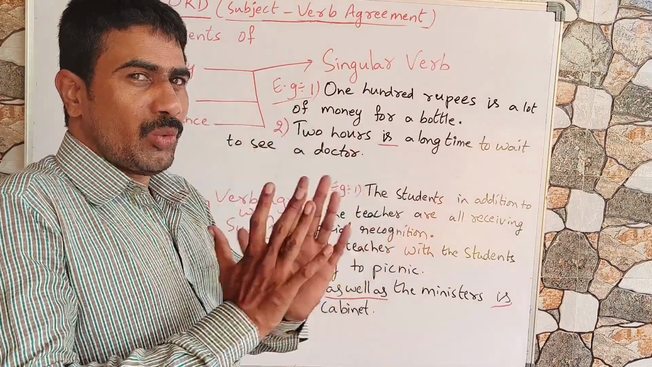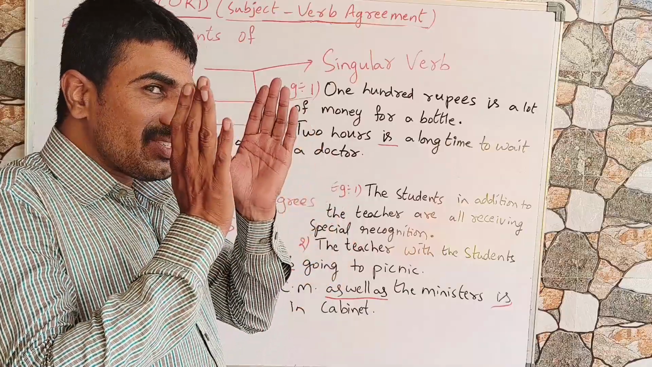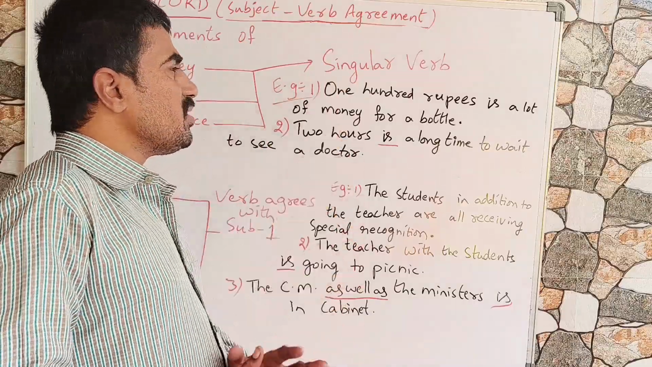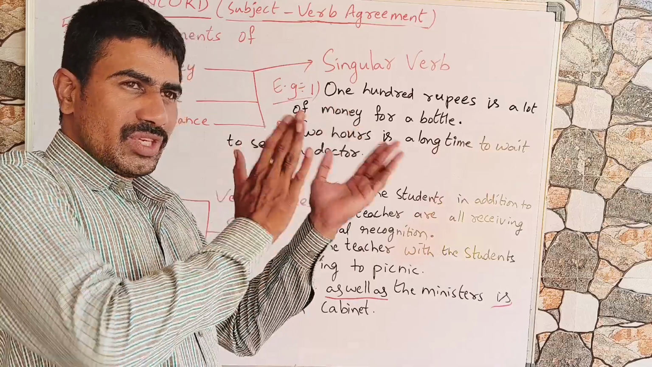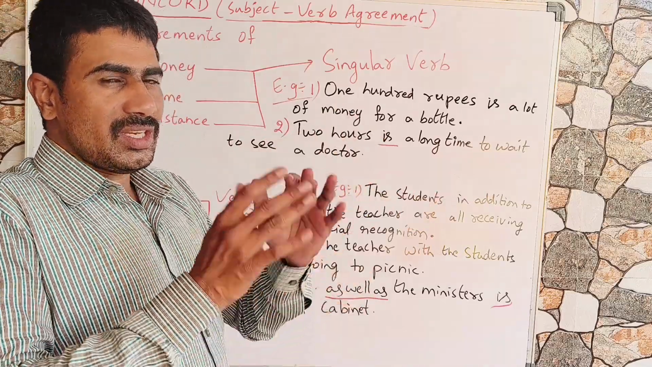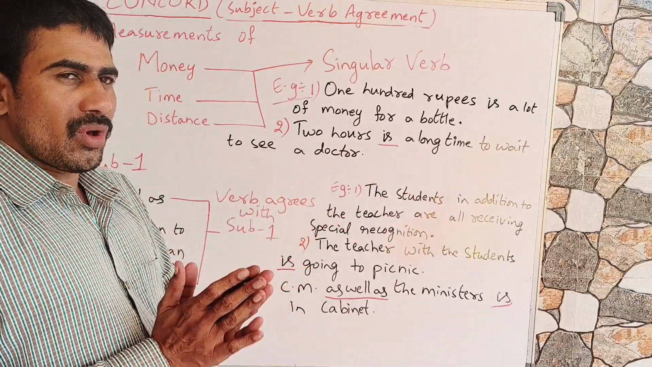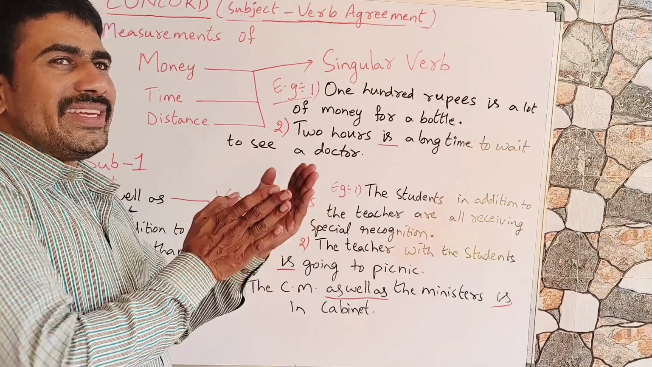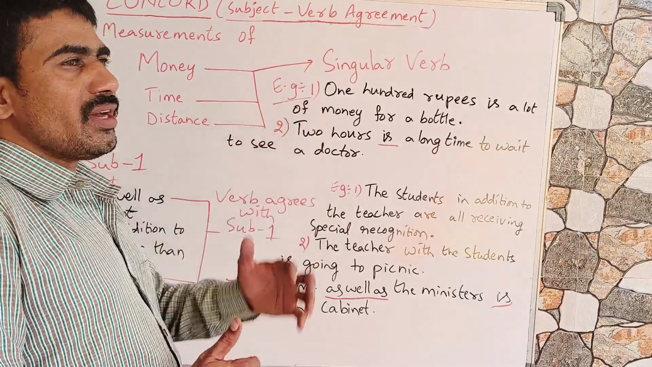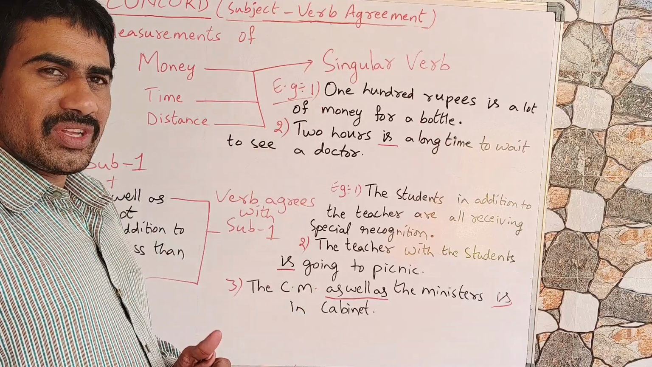So one particular unit we are trying to talk about. Whenever you take it as a single unit, we take a singular verb. And if you do not take it as a single unit, if you take it differently, then we use the plural verb. So we need to know what exactly the usage is in the sentence. According to the sentence and its usage, the verb differs.